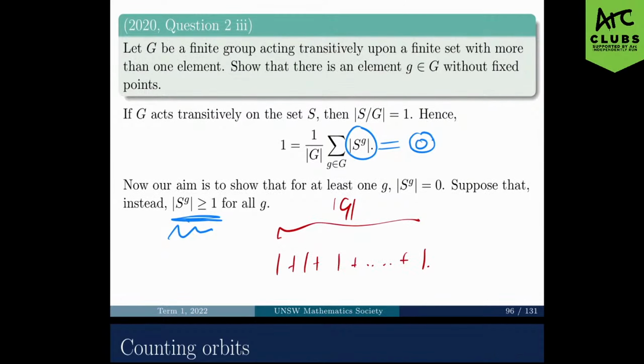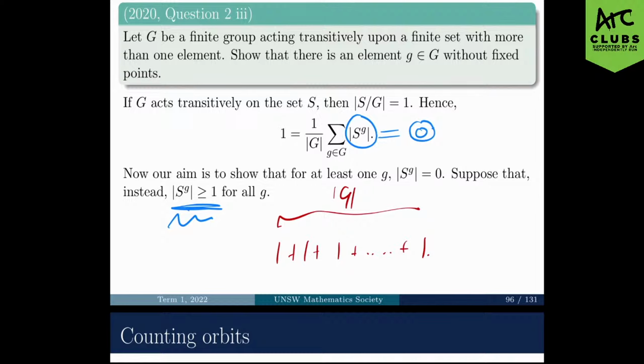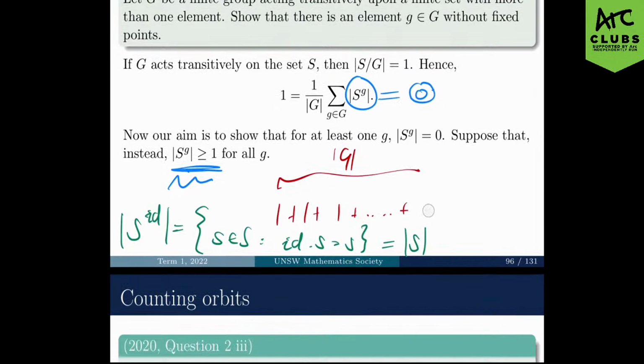And what we'll work out is that there's a very special element. So for example, maybe we can try the identity element. So what's the fixed point set of the identity element? Well, by definition, that's the set of all elements that are fixed by the identity element. And because the identity element fixes everything, this is actually the entire set. So at least one of these elements g needs to get you a fixed point set that is equal to the size of the entire set.